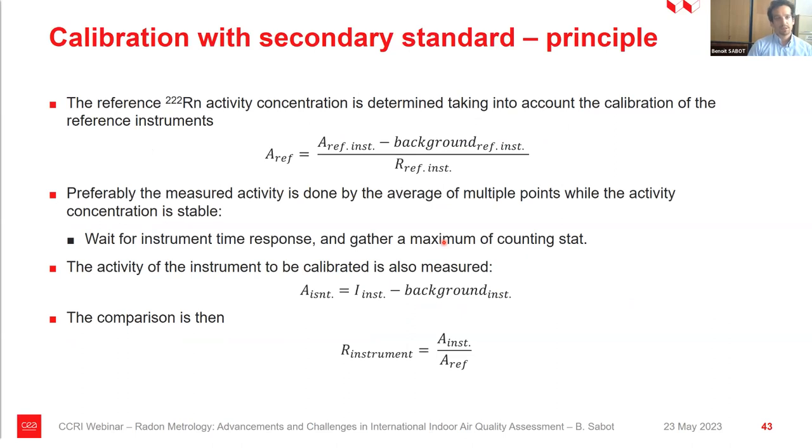At the end, how do we calibrate the device? In fact, it's quite simple. We know the activity of the reference instrument and the background of the reference instrument. We also know the response of the reference instrument compared to the standard. So in fact, we have a reference activity concentration that can be measured. And we have to compare this result with the activity concentration measured by the instrument to calibrate, always, of course, corrected from the background. And then you can find a new ratio that will be the comparison between the reference activity measured and the activity measured by the instrument to calibrate.